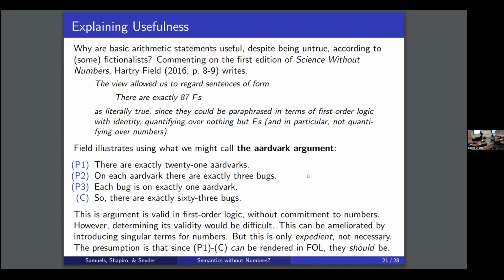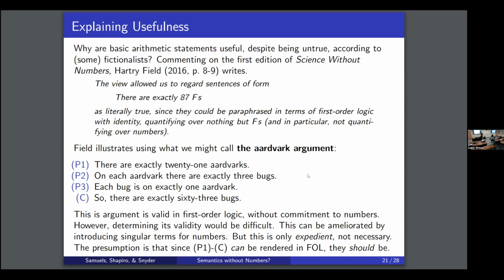I dedicated a whole slide to just explaining this fictionalist point because it may not be obvious. So let's get into it. Why are some arithmetic statements useful despite being untrue, according to some fictionalists? Well, Hartry Field gives, I think, what was for a long time sort of the standard line. And he's got a new version of the original Science Without Numbers in which he says this.